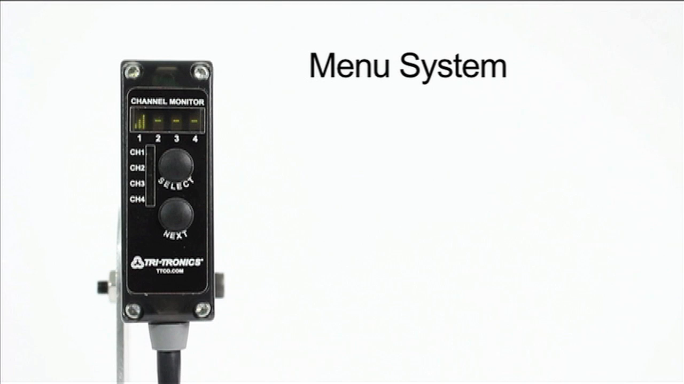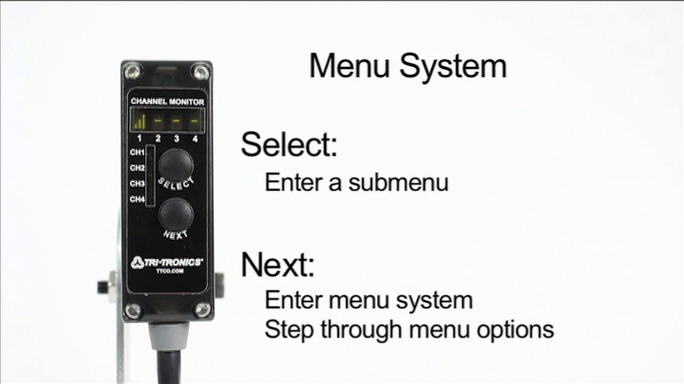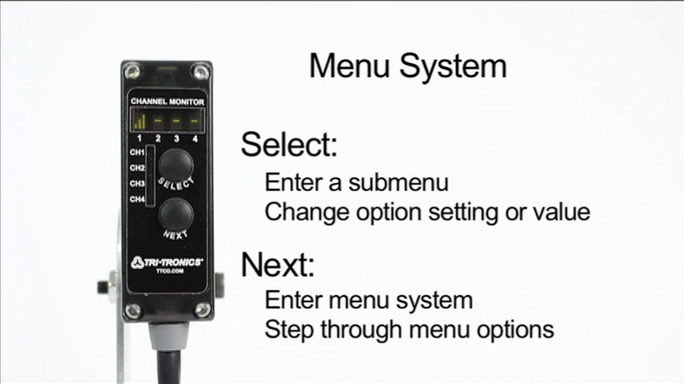Now that we understand the display, let's take a look at the options available for each channel and how to set them. The Select and Next buttons are used to enter and navigate the menu. The Next button is used to enter the menu system and step through the menu options. The Select button is used to enter a submenu or to change the setting or value of an option.